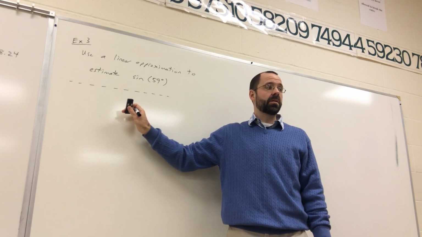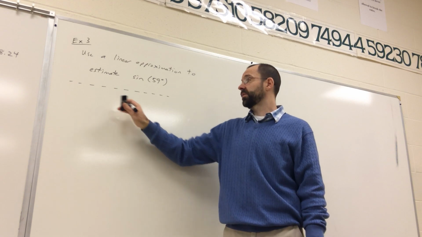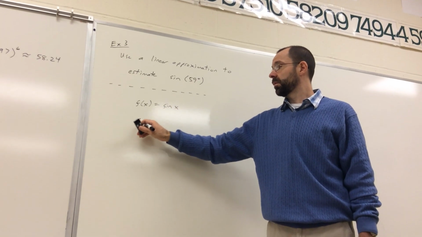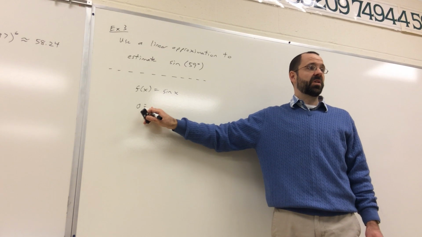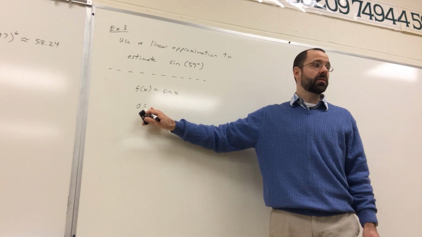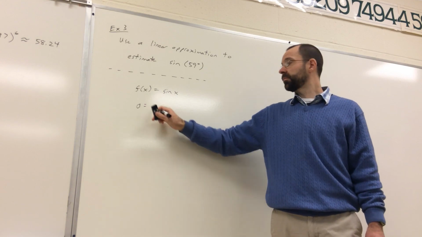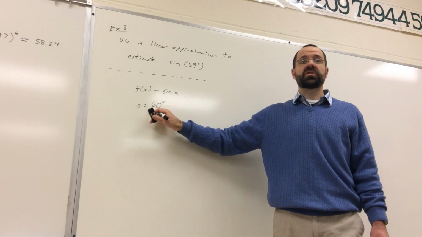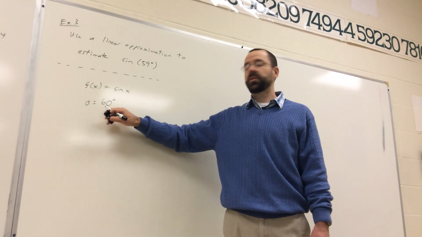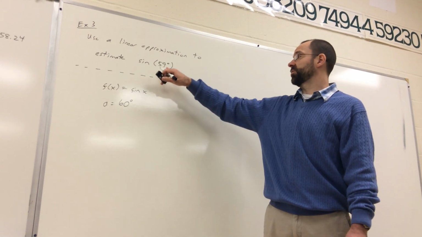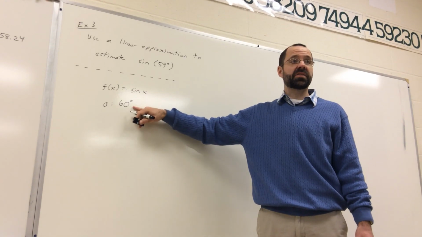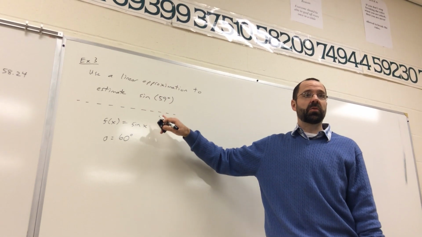So what should f of x be? Sine of x, good. And then a should be a number close to 59 that we know how to take the sine of. So that's 60, because 60 appears on the unit circle. So we can do the sine of 60 theoretically with the unit circle. Okay, so f of x is the function that is happening in the problem, and then a is something close to what you're trying to approximate that you can work with easily.